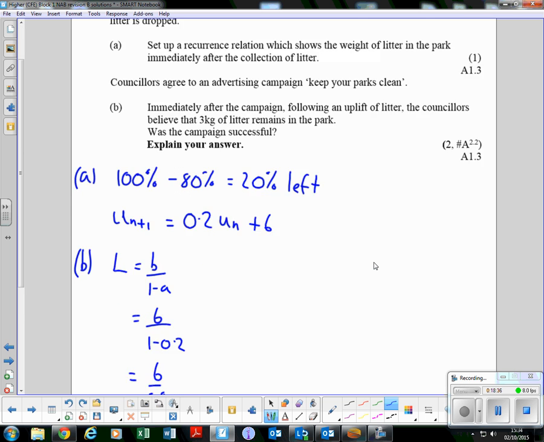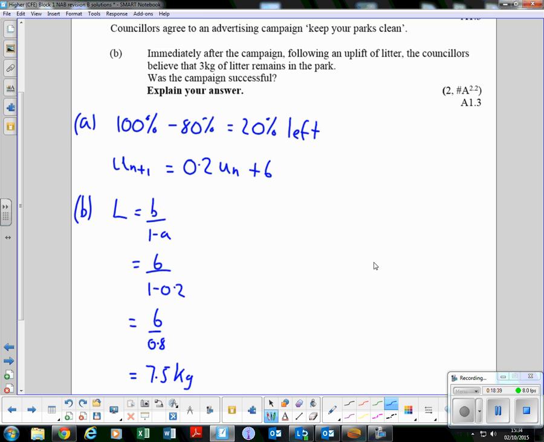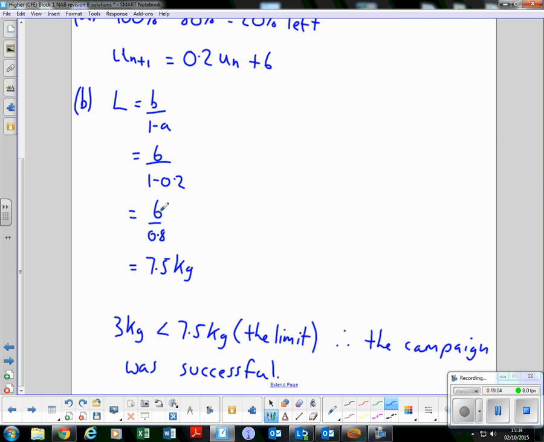Part B: immediately after the campaign, following an uplift of litter, the councillors believe that 3 kilograms of litter remains in the park. I'm assuming that's based on them actually going out and doing some sort of survey. Was the campaign successful? Well, let's find the limit. So the limit formula is b over 1 minus a, so that'll be 6 over 1 minus 0.2, as we've got a u_n plus b. So 6 over 0.8. 6 over 0.8 is 7.5 kilograms. So the limit will be 7.5 kilograms.